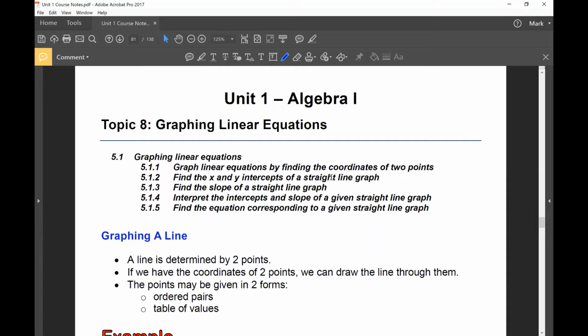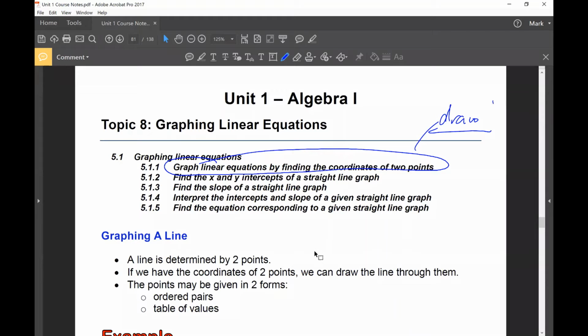So on an assignment, you don't have to draw a graph, but on a test, you will have to draw a graph. Okay, so we're going to start today by how to draw a graph. And this is so important.